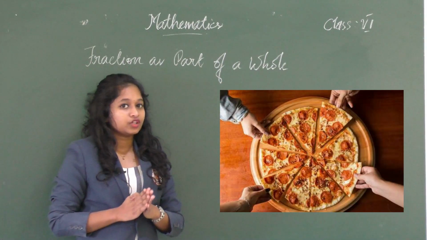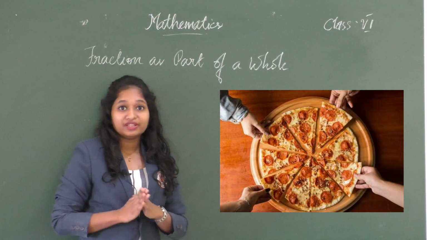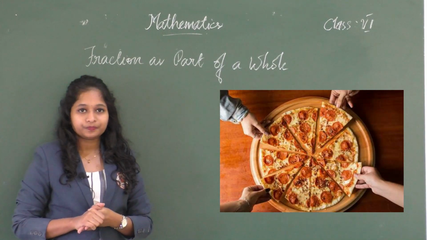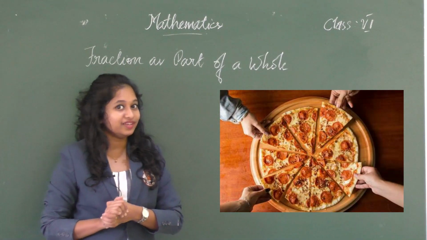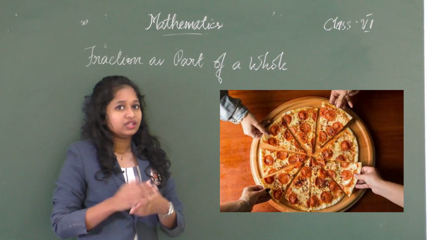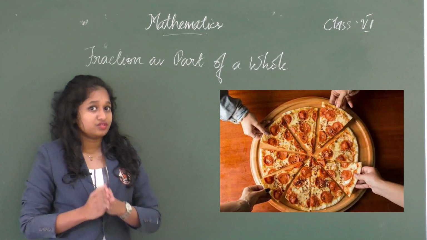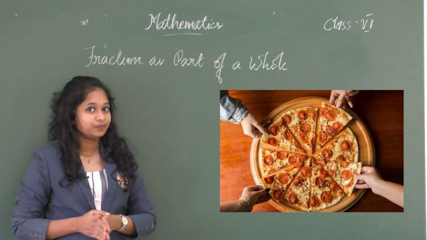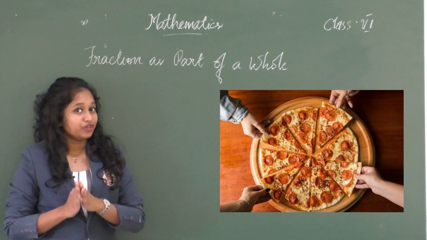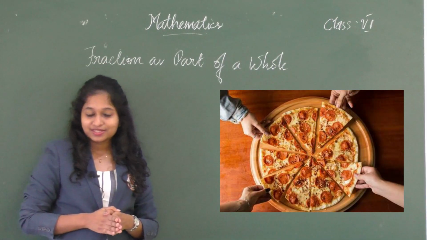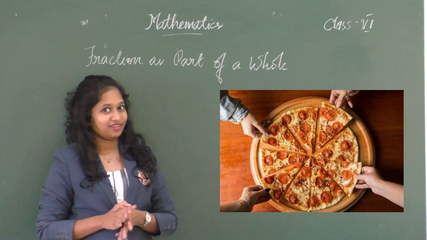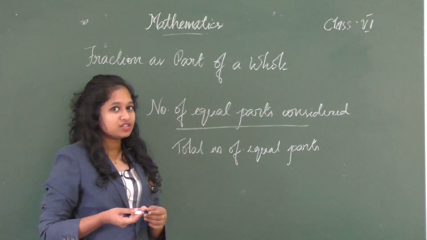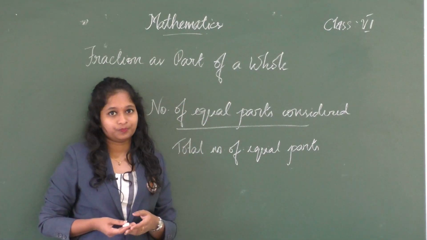It is 4 out of 9 parts. And how to represent it in fractions? As 4 by 9. Then what portion is remaining there? It is 5 pieces. So we can represent it in fraction as 5 by 9. So now we learned about fraction as a part of a whole.